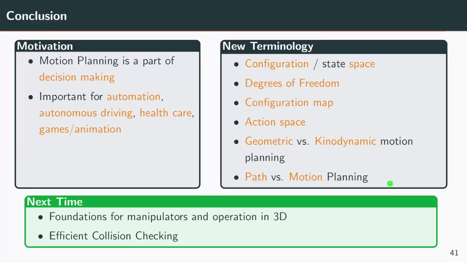So specifically the configuration or configurations or states and the state space. The degrees of freedom, which describes the minimum dimensionality of our configuration space. The configuration map, which tells us, given a configuration, which volume the robot occupies. The action space, if we have a robot that we can directly control. And based on these definitions, we defined geometric planning or path planning and kinodynamic planning or motion planning.